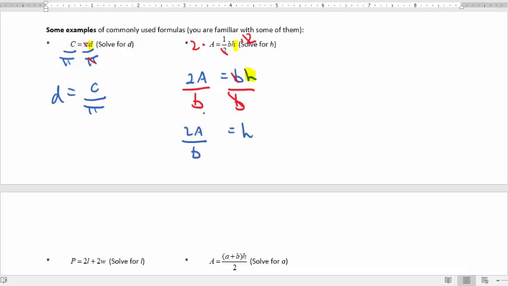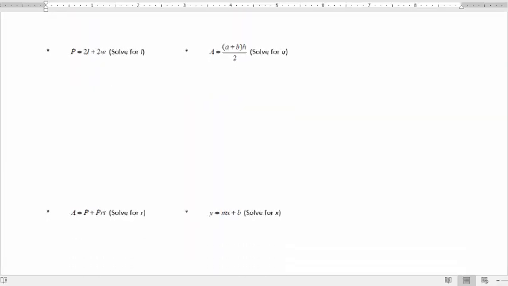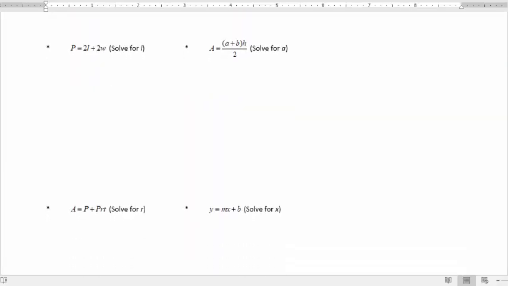So it's pretty straightforward, as long as you can just get around the fact that you have to treat the other variables like they are numbers. Okay?